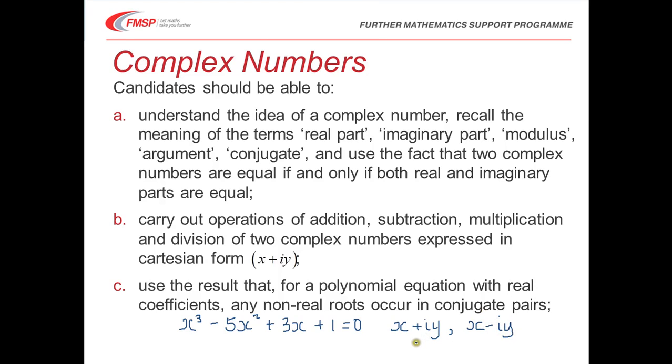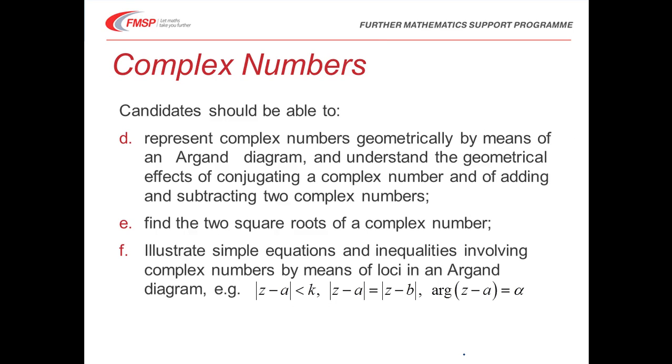And just one other thing we could mention at this stage, that if, for example, z represents this complex number x plus iy, then the conjugate of z we write as z with a little asterisk. So moving on, three more points in the specification.